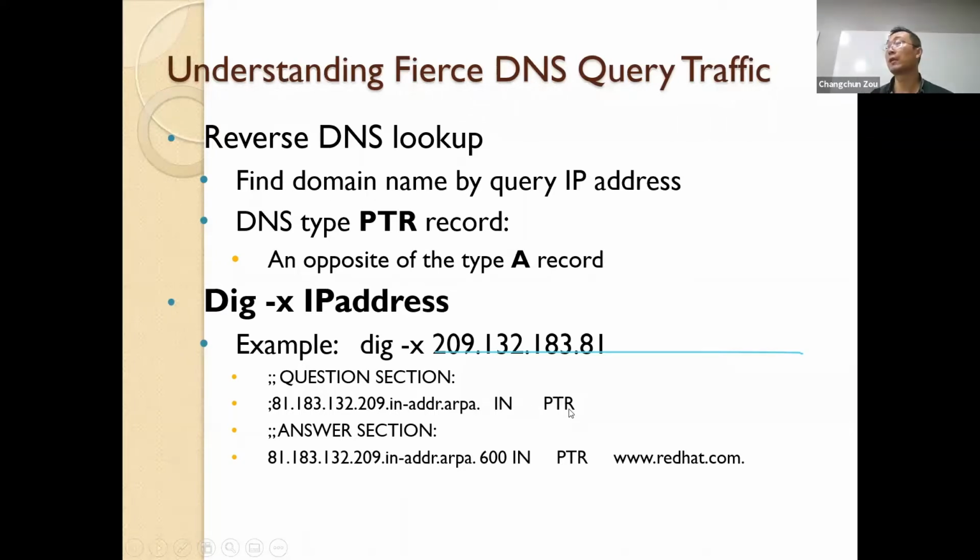So the reverse DNS lookup is called a PTR record. Normal DNS lookup is a type A record. Reverse is a PTR record. And the question will be something like this. Basically, it's the IP address in reverse order, then add in-addr.arpa, which basically means internet address format. Then the answer will give you the domain name for that specific IP address.